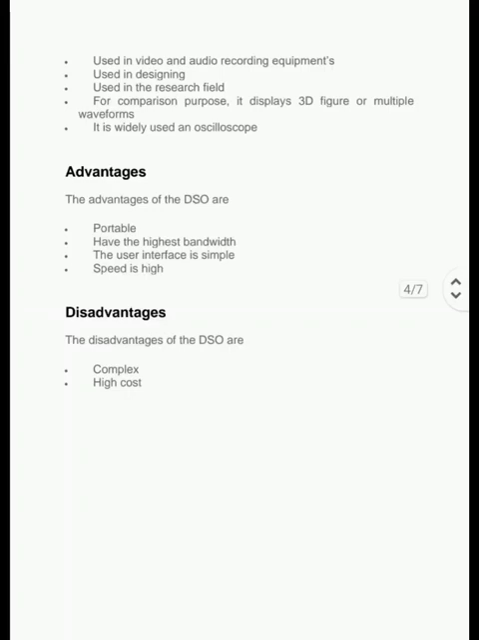Advantages and disadvantages of DSO. Advantages: it is portable, has the highest bandwidth, the user interface is simple, and speed is high. Disadvantages of DSO are that it is complex and high cost.